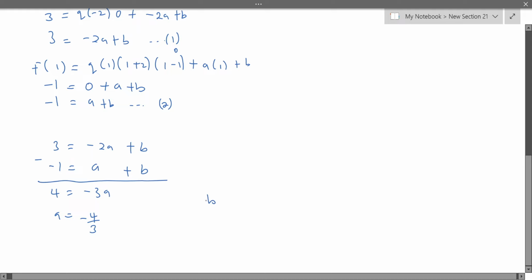So we have that a plus b is equal to minus 1. So minus 4 over 3 plus b is equal to minus 1. So b is equal to minus 1 plus 4 over 3. That is minus 3 plus 4 over 3. That will give you 1 over 3.